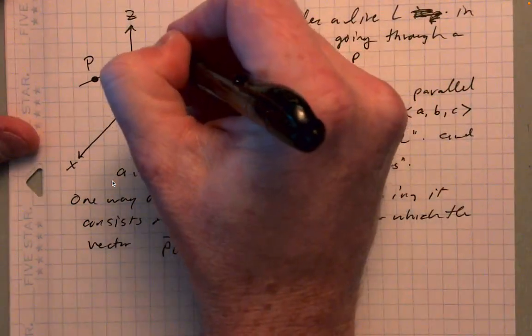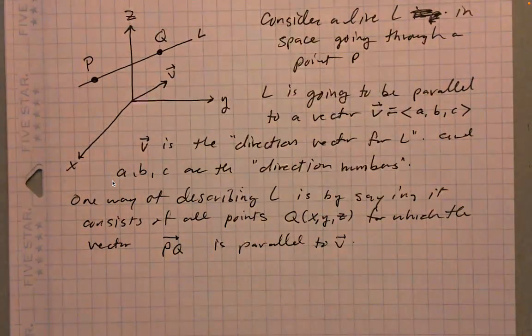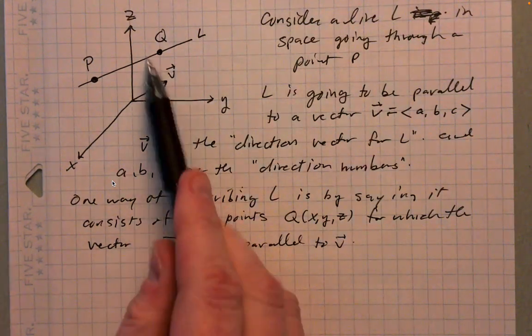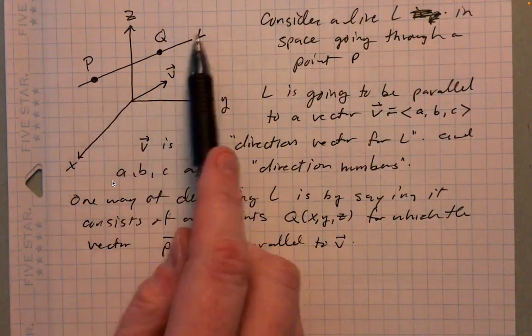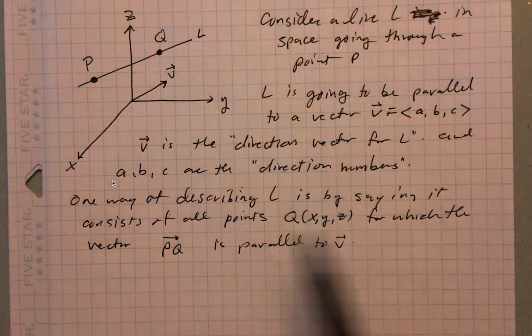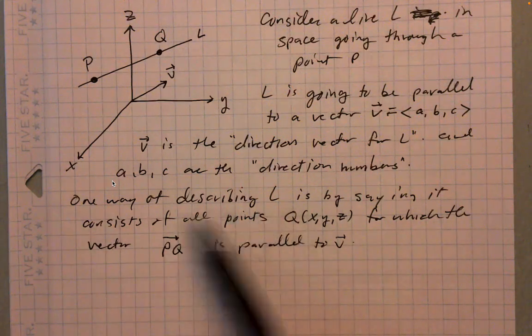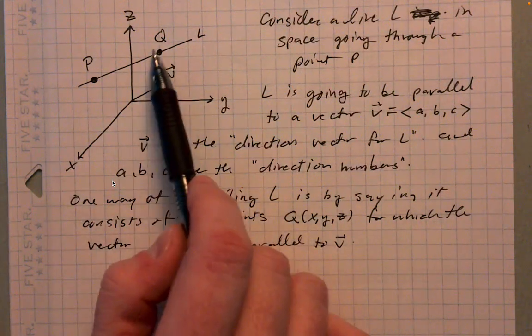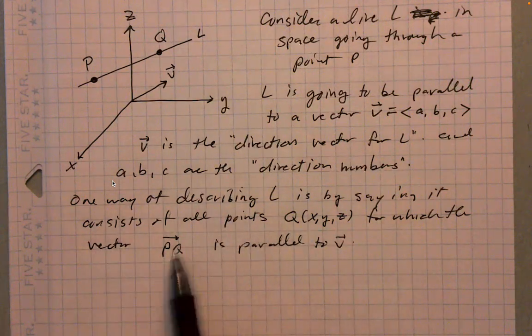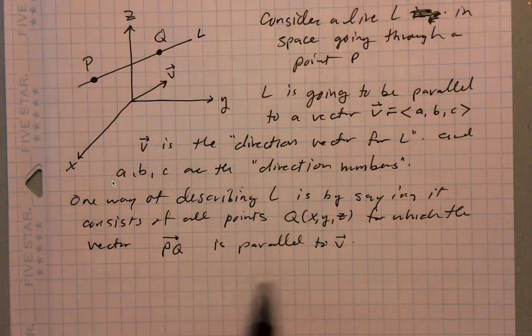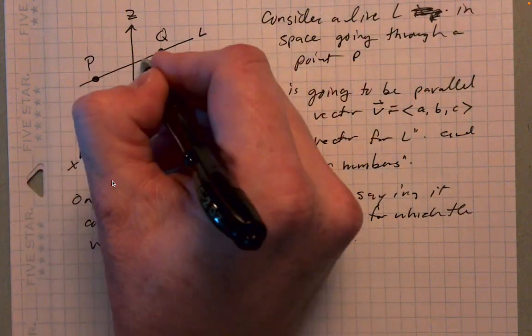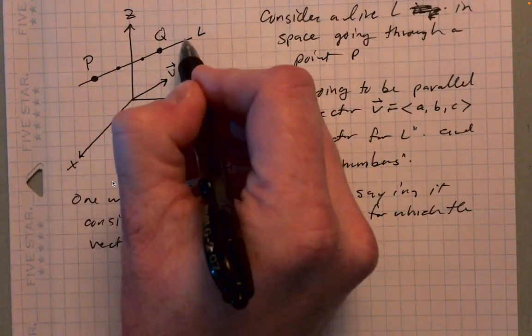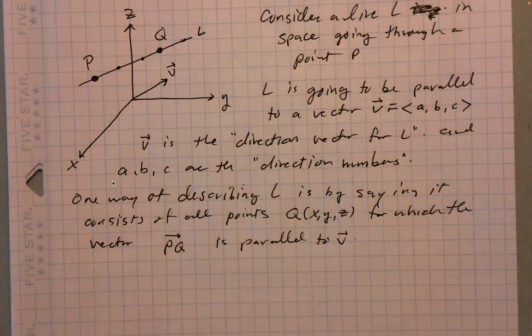If I put another point on here and call it Q, Q can be any point on the line L. But one way to think about L is by saying that it consists of all such points Q where, if you take P and Q and create a vector, that vector would be parallel to v. So Q could be back here, it could be over here, it could be up here, wherever it happens to be. If it's on L, it's going to form a vector that is parallel to v.